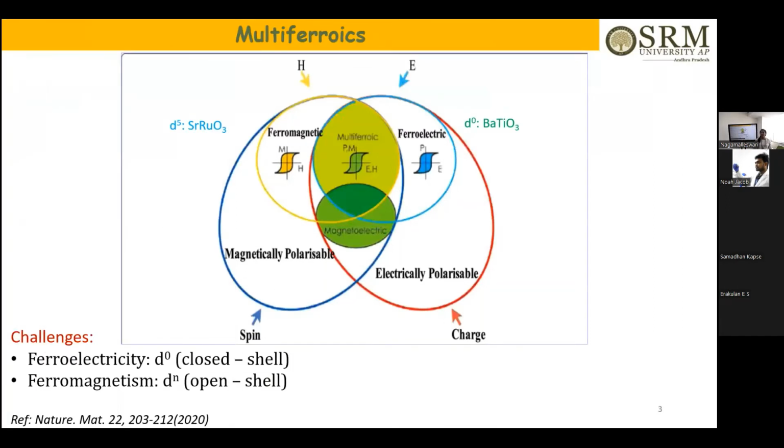Materials which exhibit more than one ferroic ordering, such as ferromagnetism and ferroelectricity, are known as multiferroics. It is difficult to achieve both in a single phase because ferroelectricity and ferromagnetism have opposing electronic structure requirements. For example, ferroelectricity requires a closed shell, whereas ferromagnetism requires an open shell structure.